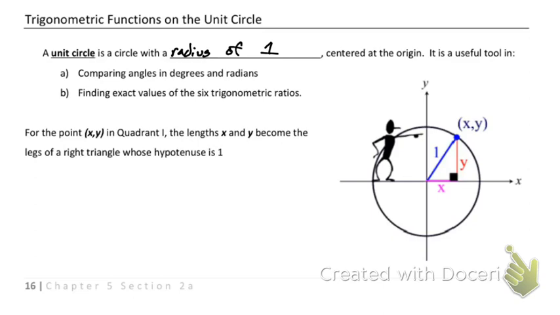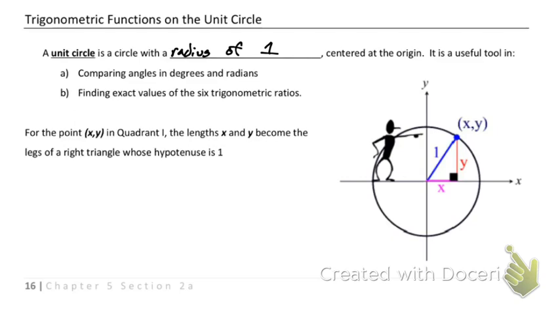That's important. The radius of 1 is the key to the whole unit circle. In fact, that's what unit means. It means 1. Also, this unit circle is centered on the origin. This is just the xy plane where this is the point 0, 0.